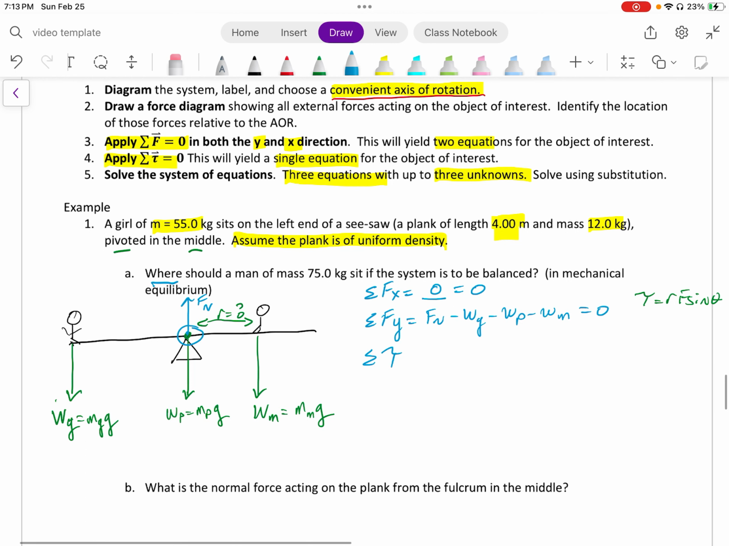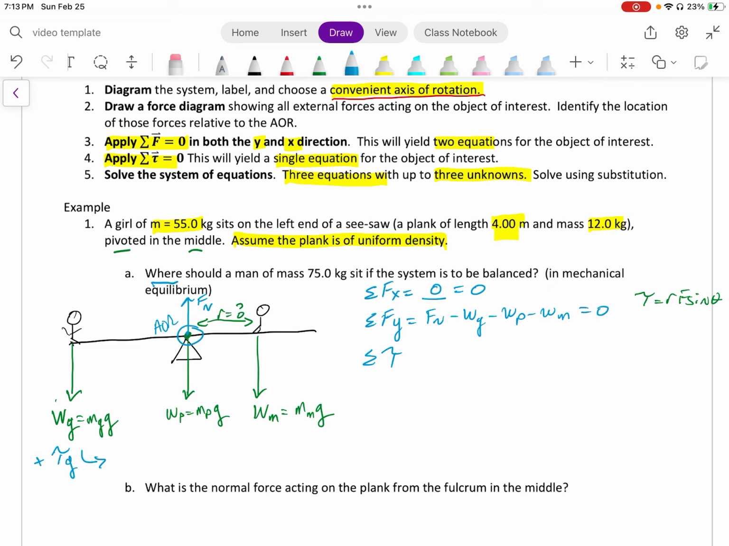Actually, before I do that, since I've identified my axis of rotation, I like to go along and say, okay, here's the torque caused by the girl. Which way will that turn? That's going to go in a counterclockwise direction. That's a positive torque. The torque caused by the weight of the plank is 0 because it runs right through the axis of rotation that we've selected.